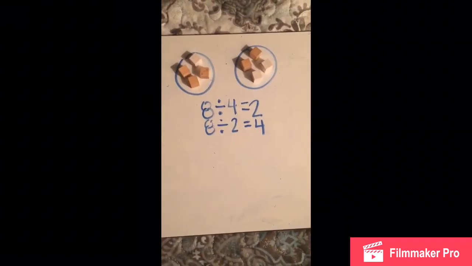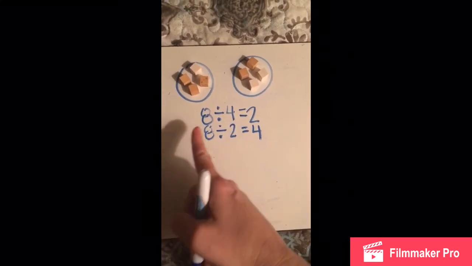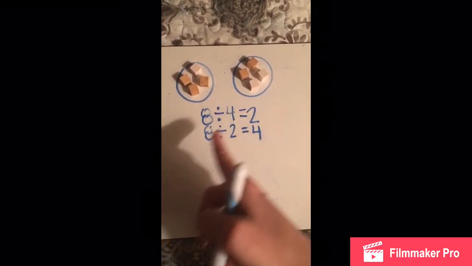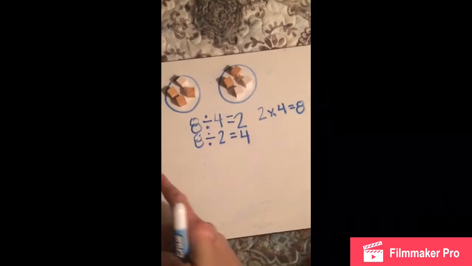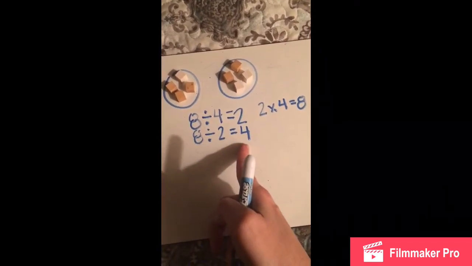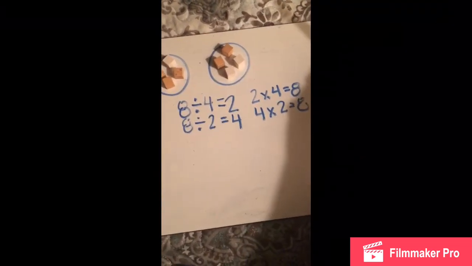And I'm just going to end that with bringing it back full circle with multiplication. 8 divided by 4 is 2. We can do the opposite and say 2 times 4 equals 8. 8 divided by 2 equals 4. Do the opposite. 4 times 2 equals 8. So if you know one, you're going to know them all, thanks to knowing our fact families.